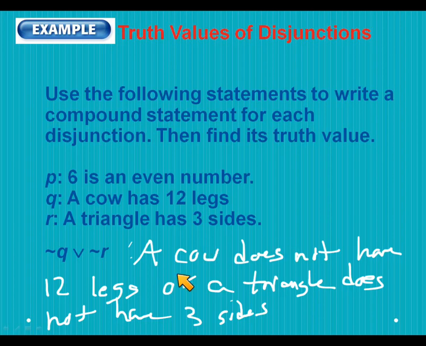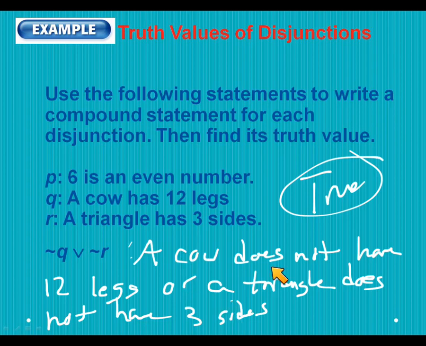A triangle does not have three sides. That part is false. But since it was a disjunction, the truth value of the whole thing is true, because only one of them is true. When you use the word or, only one of them has to be true for the whole thing to be true. When you use the word and, they both have to be true. Because it says it is either this or this.